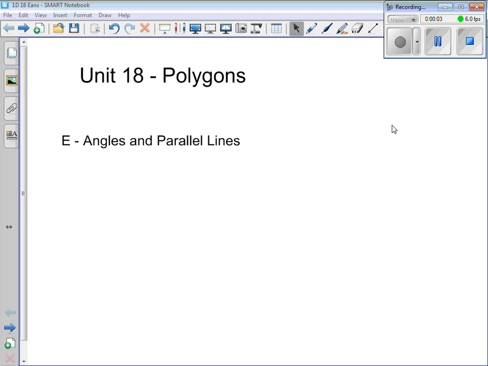So this is our final lesson here in Unit 18. We've been working on polygons all along, and the big thing we're going to work on today actually doesn't have anything to do with polygons. We're going to look at some angle relationships when you have a situation where you have two parallel lines with another line that cuts across them.